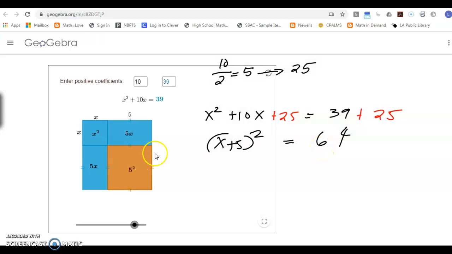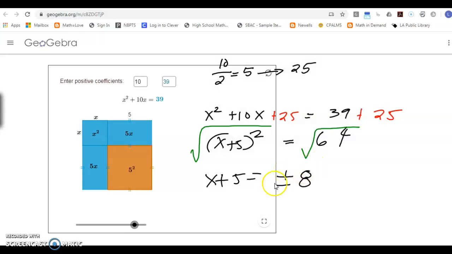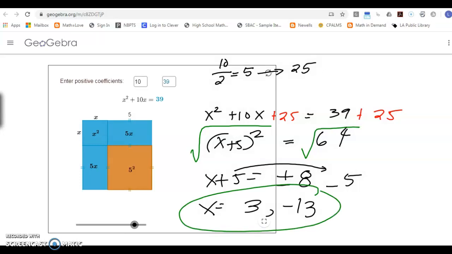So now we get the square root of both sides. We have x plus 5 is equal to plus or minus 8. Now move the 5 over, you'll get negative 5. So the solutions are positive 8 minus 5 is 3, and negative 8 minus 5 is negative 13. So these are the solutions to your quadratic equation, and we solved that by completing the square.